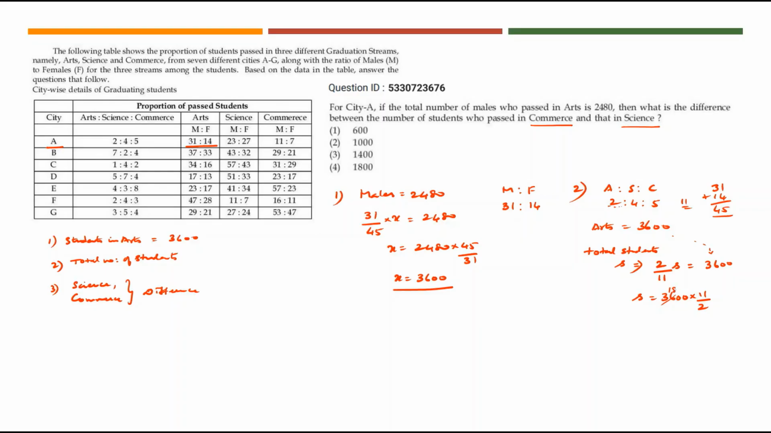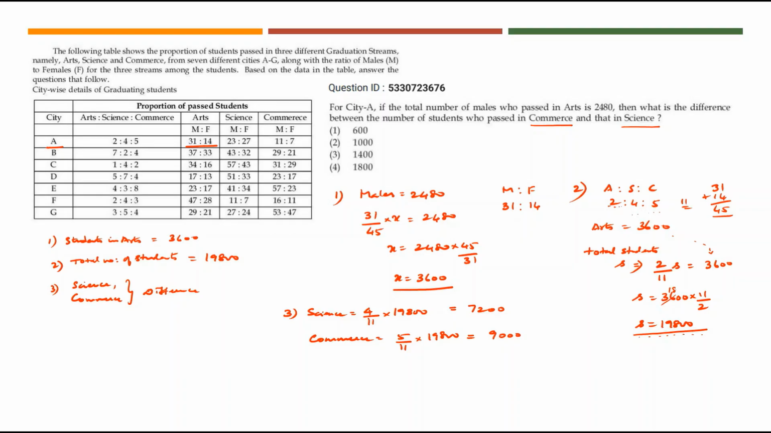1800 into 11 will give 19,800 students on the whole. So the total number of students is 19,800. From here you have to calculate for science. For science we have 4 by 11 into 19,800. For commerce we have 5 by 11 into 19,800. So what is 4 by 11 into 19,800? This will be equal to 7,200. Commerce will be equal to 9,000.